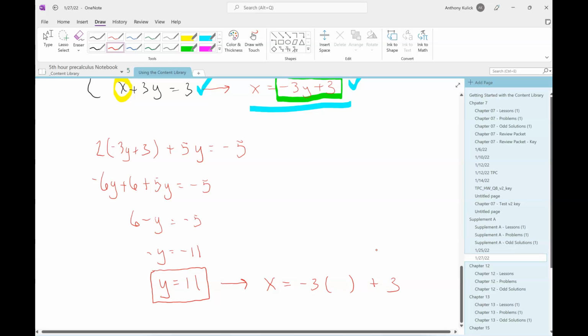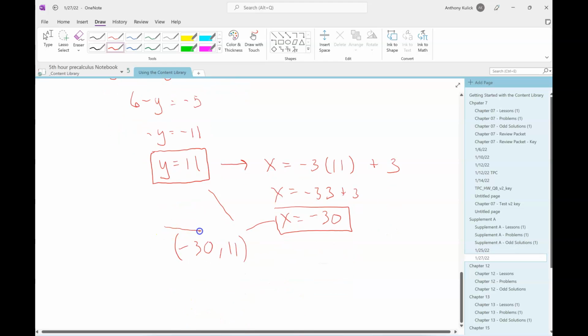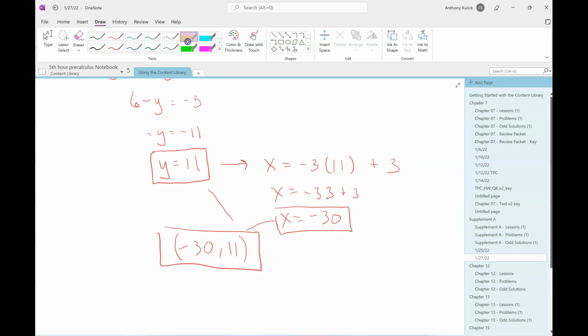So again, in substituting, all I'm going to do is just rewrite the equation exactly as it is, but in place of the y this time, I'm going to write 11. So negative 3 times 11 is negative 33, and then I still have the plus 3. When I combine like terms, I get negative 30. So when I put these two together, I get the answer, which is the point negative 30, comma 11.